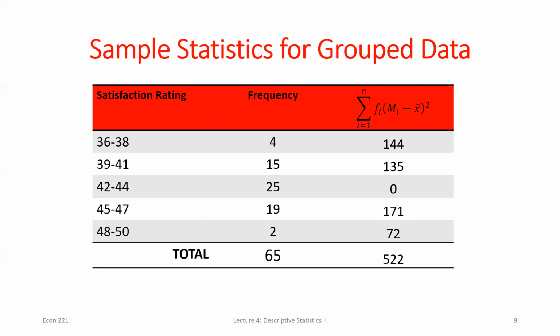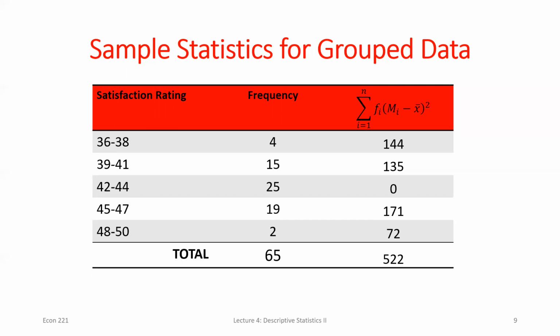That would look something like this: take the satisfaction rating for the lowest bin, 37, and subtract the mean we had from the previous slide, 43. So 37 minus 43 is -6. Square that, I get 36. Multiply it by the frequency for that group, which was 4. I get 144. Write that number down. Go to the next group.